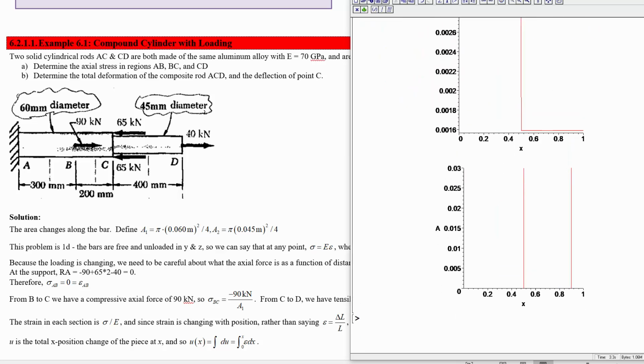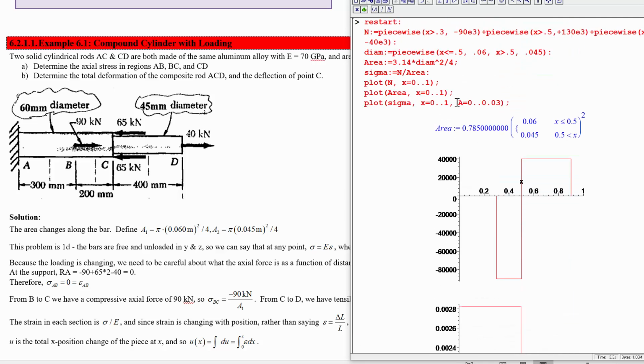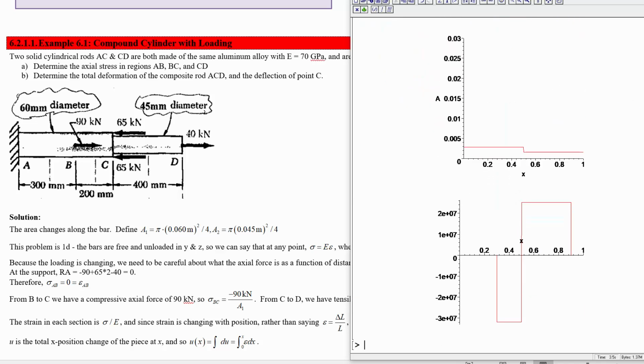Wait, what did I do there? Oh, I scaled the wrong one. I meant to scale this area one by that. Okay, great. So now it's showing you the area, well, I went up too high there, but the area is similar for these two. It's like a factor of 2 different or so.